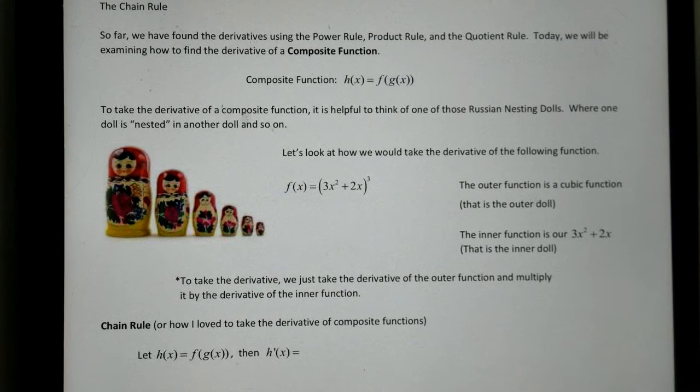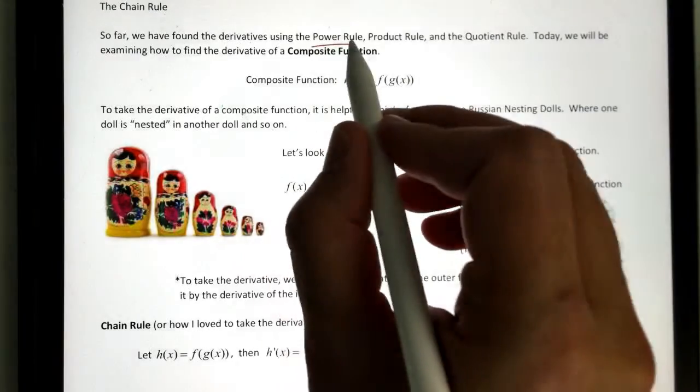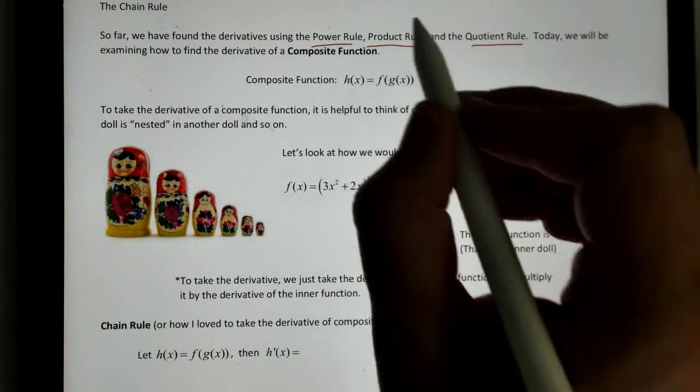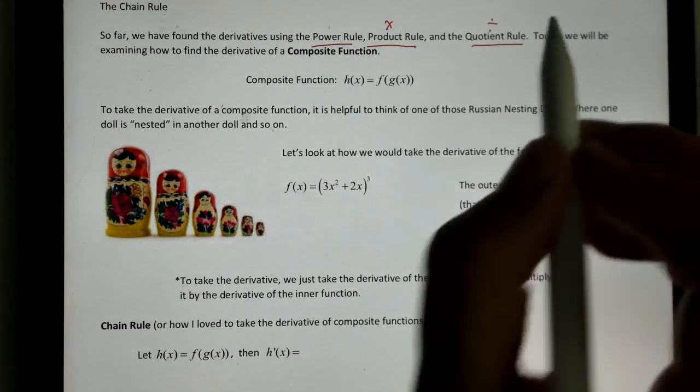Hi, welcome back. Today we're going to take a look at how we take the derivative of a composite function. We already know the power rule, product rule, and the quotient rule. Of course, the product rule is when we are multiplying, and the quotient rule is when we are dividing.